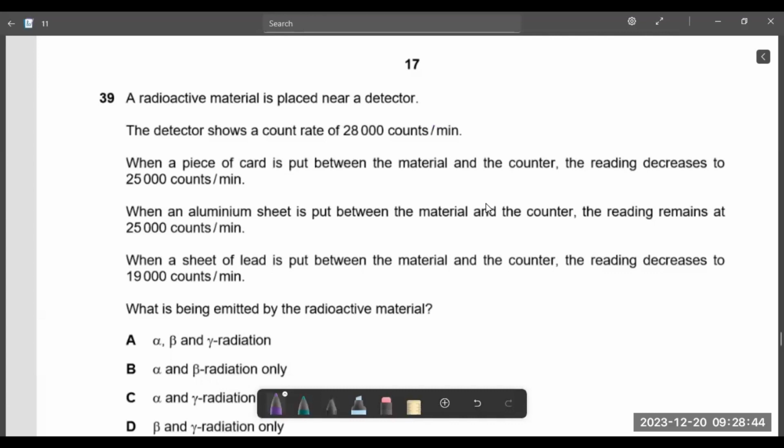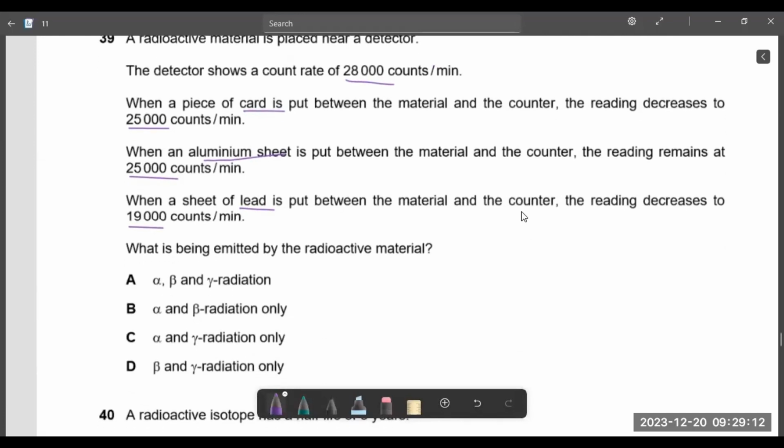A radioactive material is placed near a detector. The detector shows a count rate of 28,000. When a card is put in, the reading is 25,000. That means it is being reduced. When aluminum is put in, it remains the same, 25,000 only. When lead is put in, it is again reduced to 19,000. What is being emitted by the radioactive material?